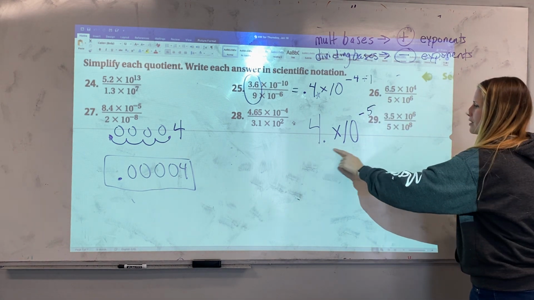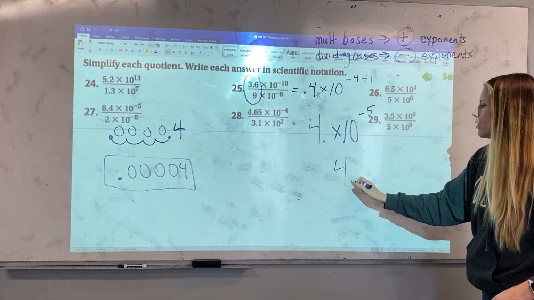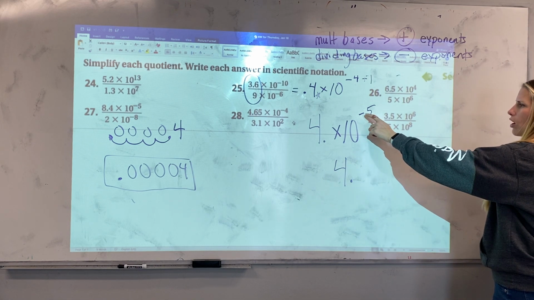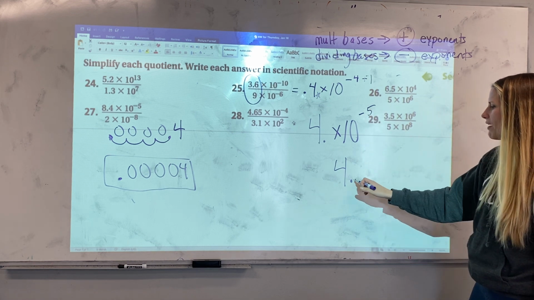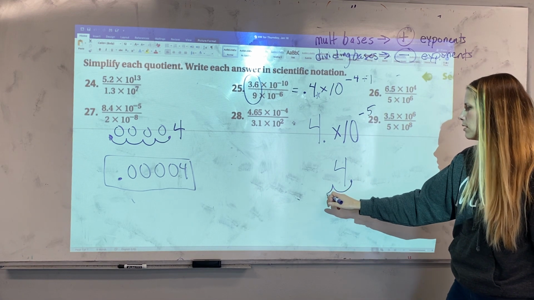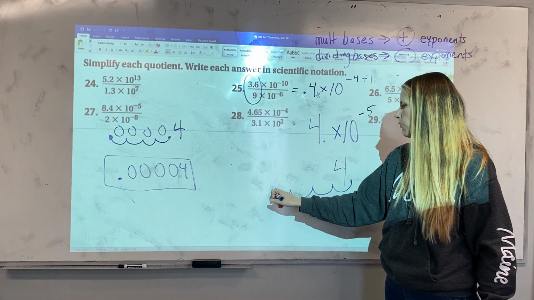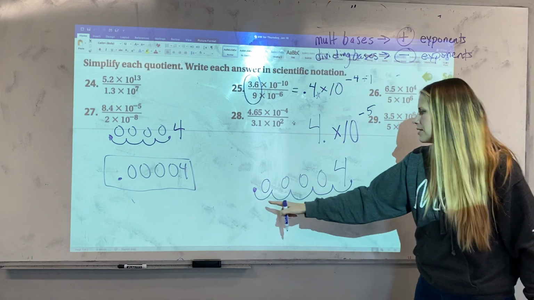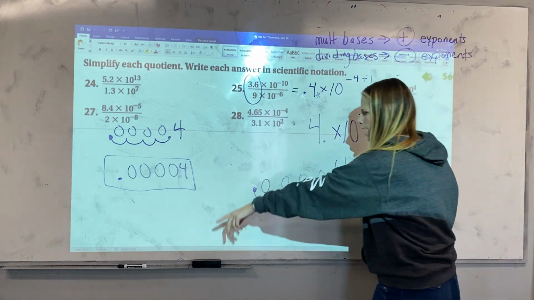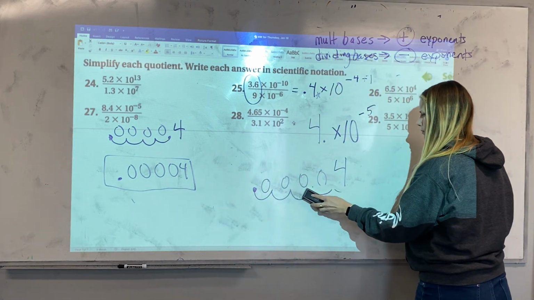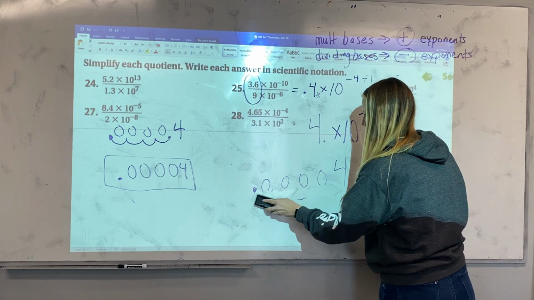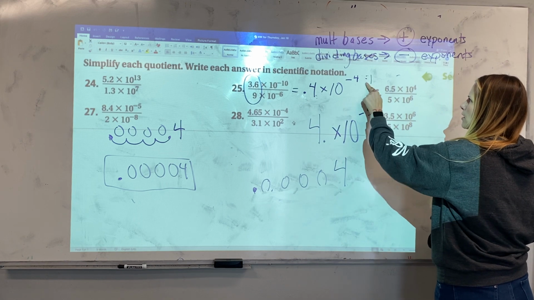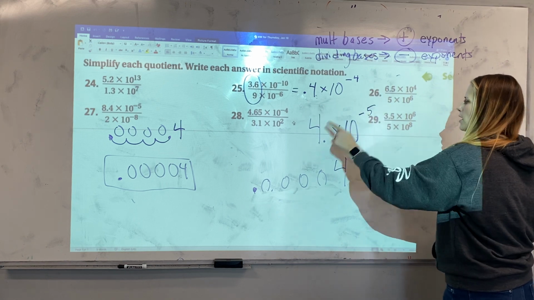And if I write that in standard notation, I take my whole number 4, and I say, oh, -5 means I go to the left 5 times. 1, 2, 3, 4, 5. Is this the same number as that? Yep. Good. Then is this the same value as this?